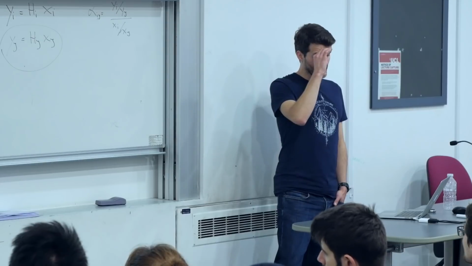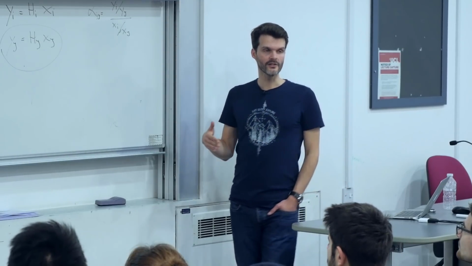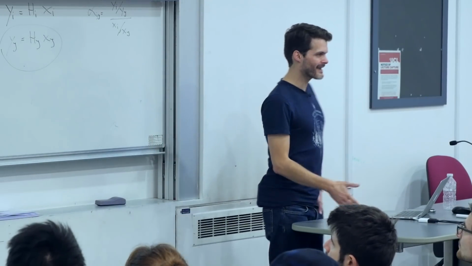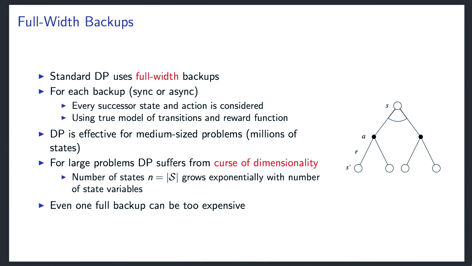Now, one way to think about dynamic programming, and this is especially useful to contrast it later, is to just think of the synchronous case for simplicity. But for each state, dynamic programming will consider all of the possible actions, and then for each state action pair, it will consider all of the possible outcomes. This is sometimes called a full width backup, because we're using the full width of the tree, even if we're only using one step in terms of depth.